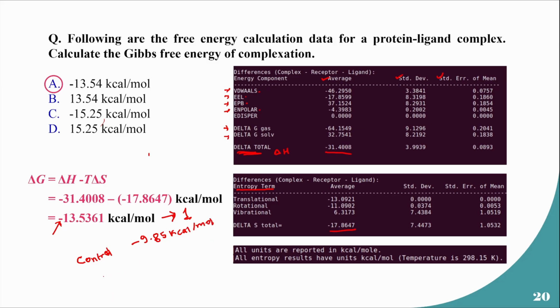Kcal per mole. Let's say another compound, comp2, had the value of, let's say, minus 8.7 kcal per mole. Okay. So we have compound 1 minus 13.53, control minus 9.85, compound 2 minus 8.7. So can you say which new compound, between compound 1 and 2, should we propose as a better drug with a better binding affinity? Which one can we propose as a better drug?